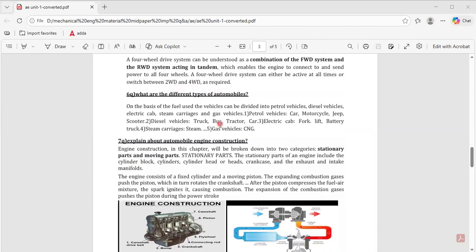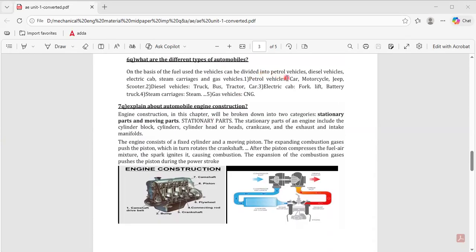Sixth question: what are the different types of automobile systems? On the basis of the fuel used, vehicles can be divided into petrol drive systems, diesel drive systems, electric cabs, steam-driven, or gas-driven vehicles. According to this you can divide them into sections. For example, petrol vehicles: cars, motorcycles. Diesel vehicles: trucks, buses. Electric: cabs, forklifts. Steam is used. Gas: CNG.